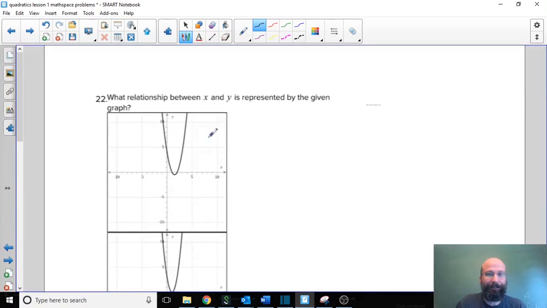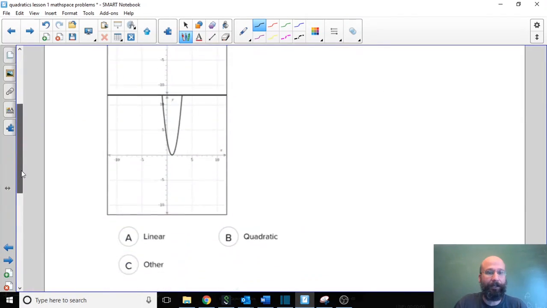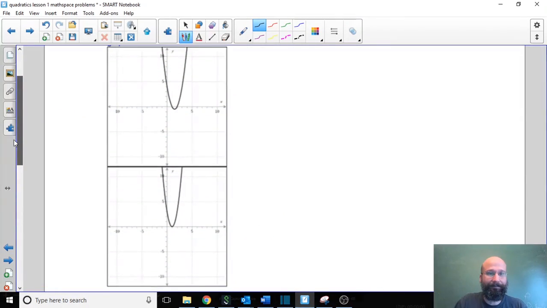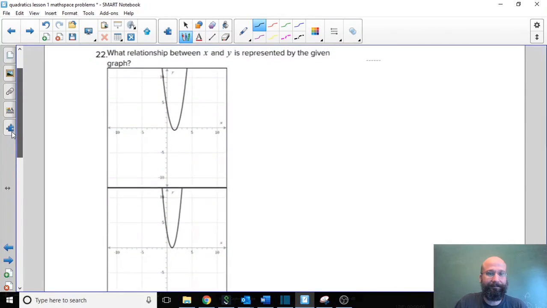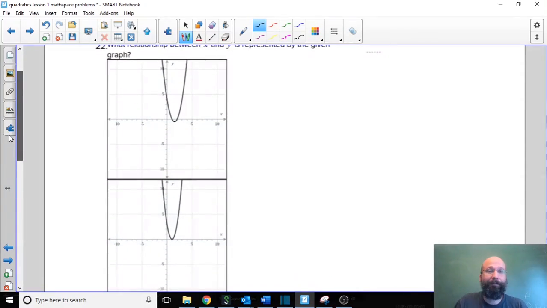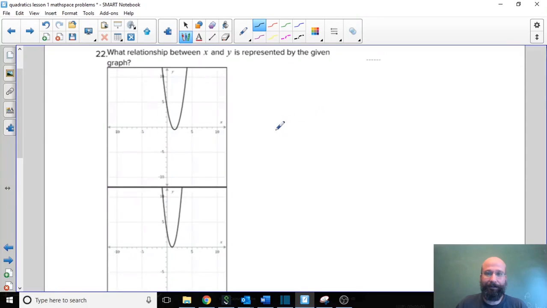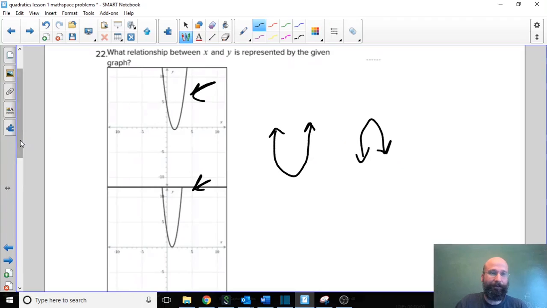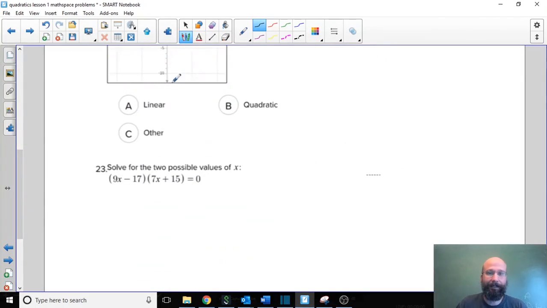So what's the relationship between x and y? What relationship between x and y is represented by the given graph? So remember what I was saying before. When the graph looks like this, or this, like this one does, that means it's a quadratic. So this one is a quadratic.